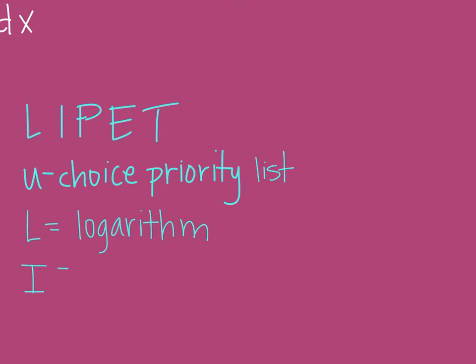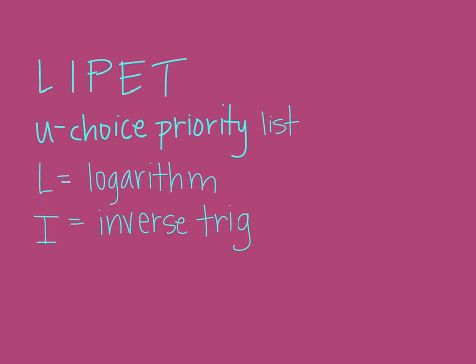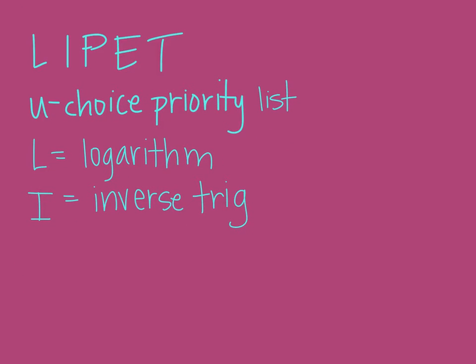I, inverse trig. I doesn't stand for irrational. You wouldn't have irrational. I, inverse trig. If you didn't have a logarithm and you had an inverse trig piece, that would be your second choice. P, polynomial.